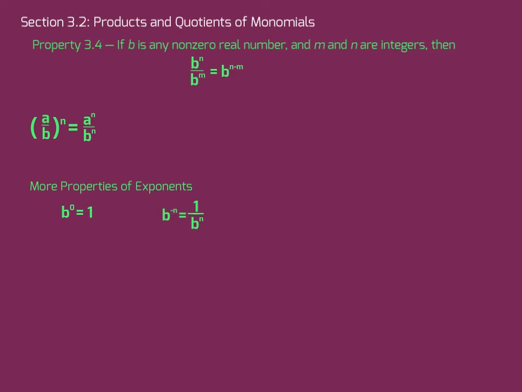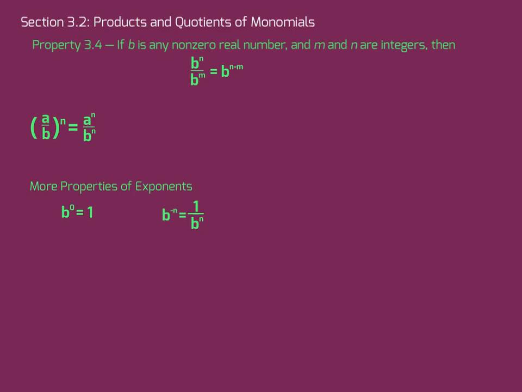The second additional property of exponents is b to the power of negative n is actually equal to 1 over b to the positive n. For this proof, you may be able to use this property to help you out. Try it.